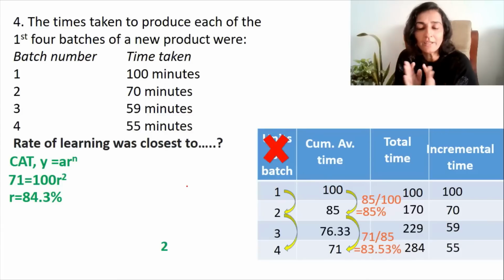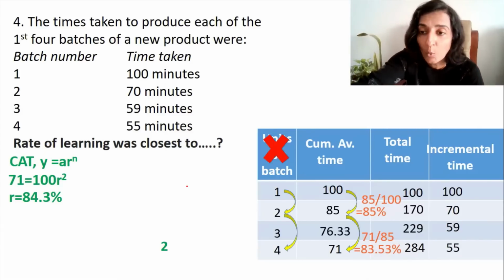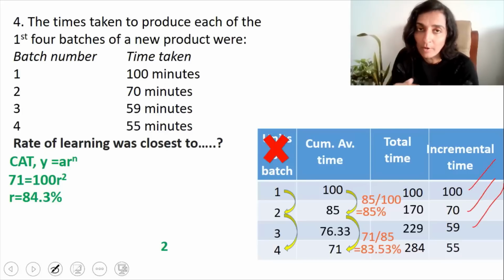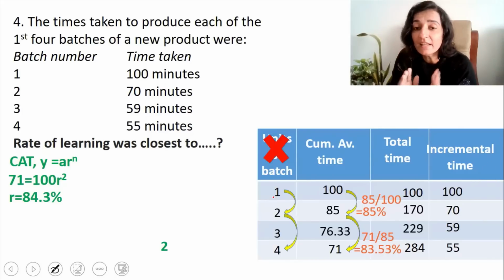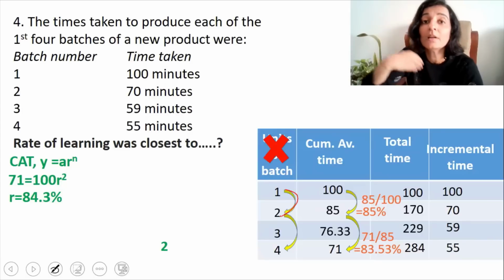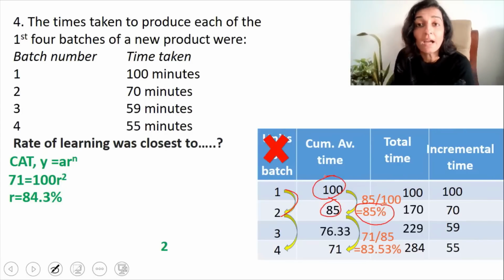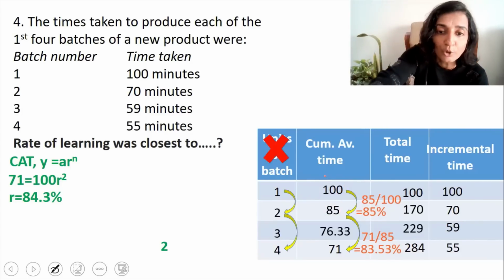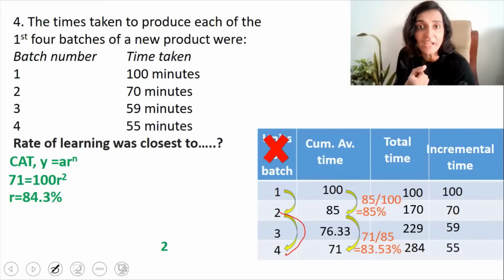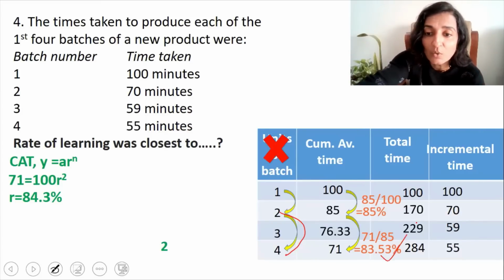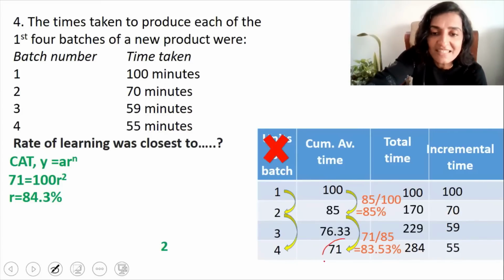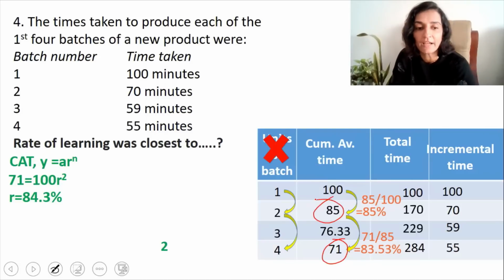Now, one of the doubts that students ask in this question is, now look carefully into the table. What I have done is I have just filled in the missing figures with the help of the incremental time of each row. What is the learning rate when the output doubled once? It's 85%, that is 85 divided by 100. And when it doubled twice, that is from 2 to 4, then the learning rate changed. It changed to 83.53%, that is 71 divided by 85, which means that the learning rate has changed.